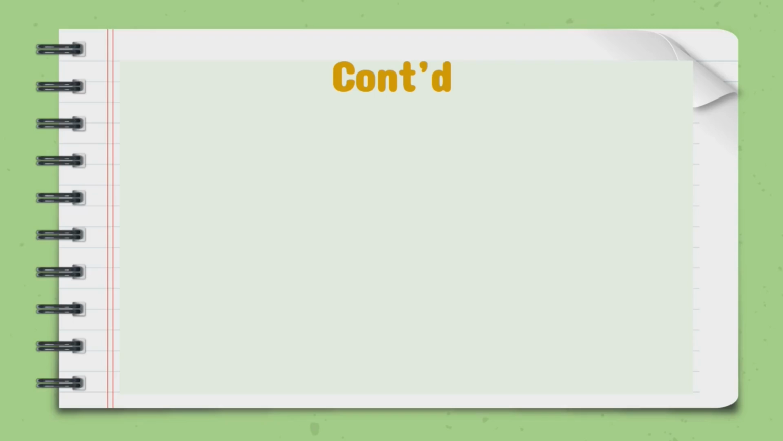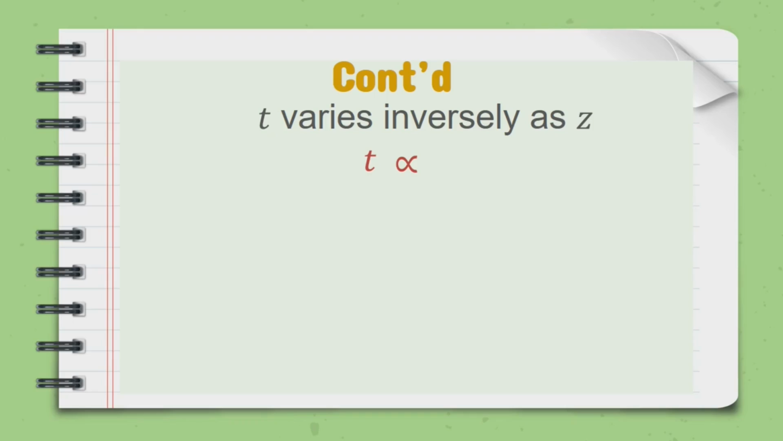Our second example was given as t varies inversely as z, and this can be written symbolically as t followed by the variation symbol, then the inverse of z, which is 1 out of z. This can be written as an equation t equals k, which is our constant of variation, multiplied by 1 out of z. And this can be simplified as t equals k out of z.